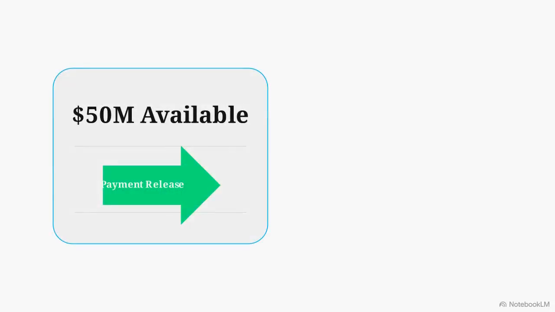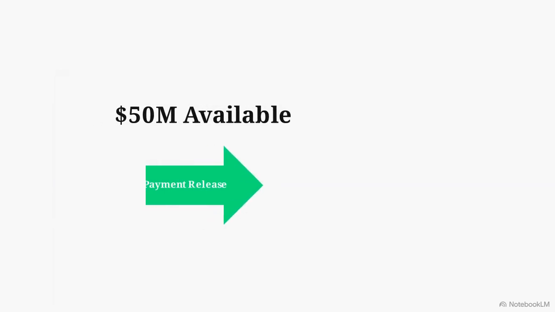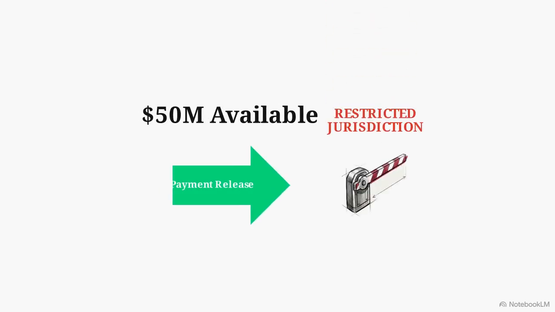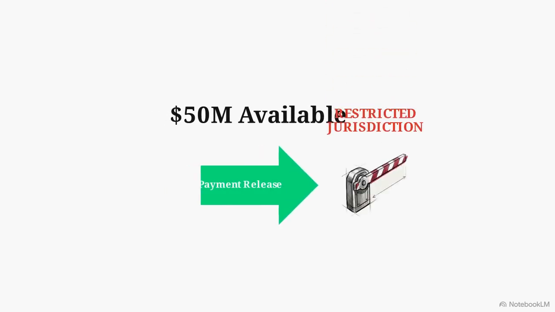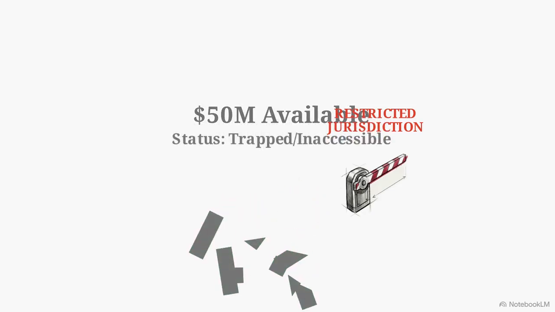This minimalist dashboard displays a massive $50 million available balance, which usually triggers a direct payment release. But watch, that $50 million is physically trapped behind a restricted jurisdiction boundary. Unconfigured for local currency controls, the payment fails, despite the top-line number.